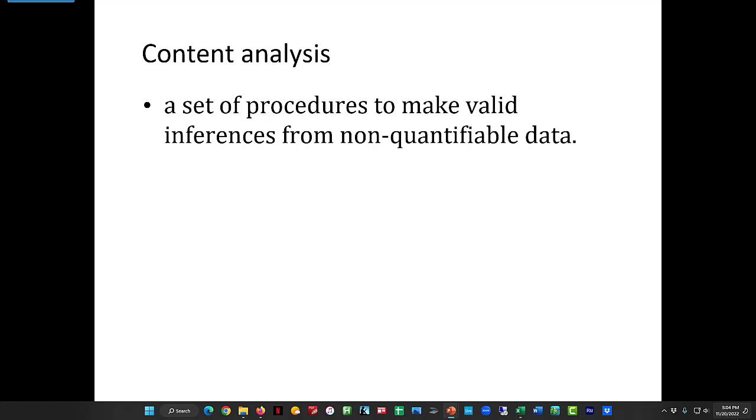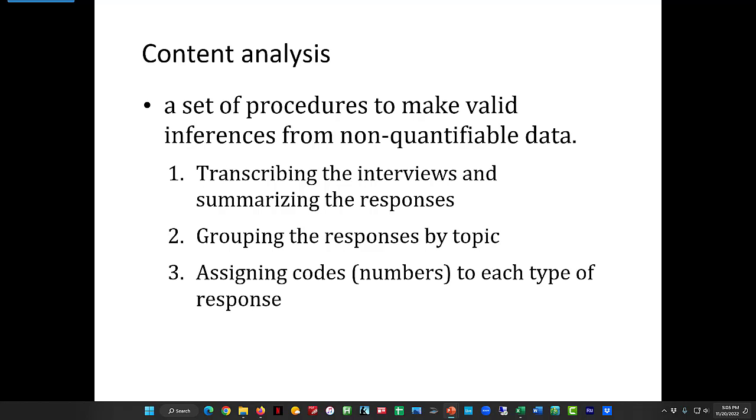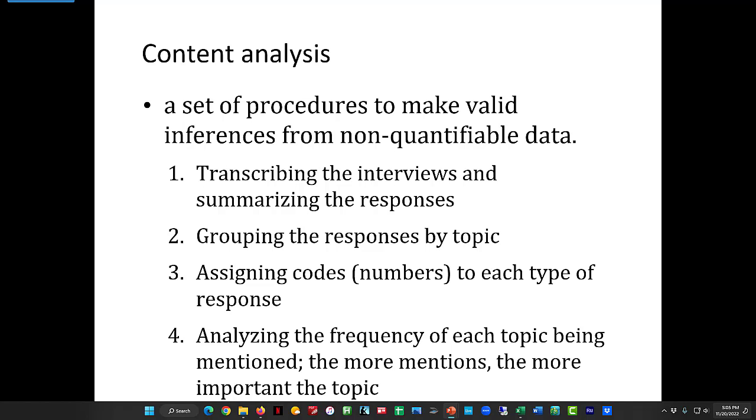A final technique in this module that we look at is content analysis, which can be conducted after depth interviews or after a survey to analyze the verbal or text data. It includes procedures that allow researchers to make inferences from non-quantifiable data. The steps in content analysis include transcribing the interview and summarizing the responses, grouping the responses by topic, assigning codes or numbers to each type of response, and finally, analyzing the frequency of each topic being mentioned. The more frequently a topic or idea or belief is mentioned, the more important it is assumed to be.